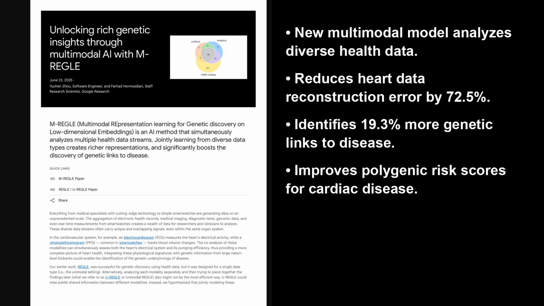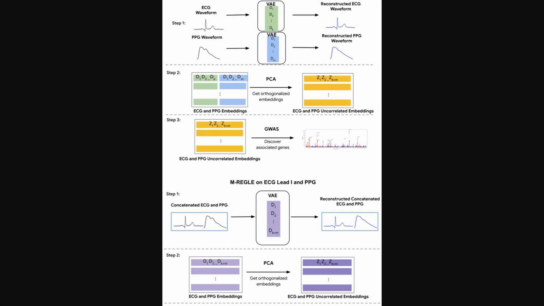So the researchers introduce a new AI method called M-REGLE, which stands for Multimodal Representation Learning for Genetic Discovery on Low-Dimensional Embeddings. The key idea is to simultaneously analyze multiple streams of health data. Think electronic health records, medical imaging, and even data from your smartwatch. By combining this data, the model can find genetic links to diseases much more effectively than looking at each data source on its own.